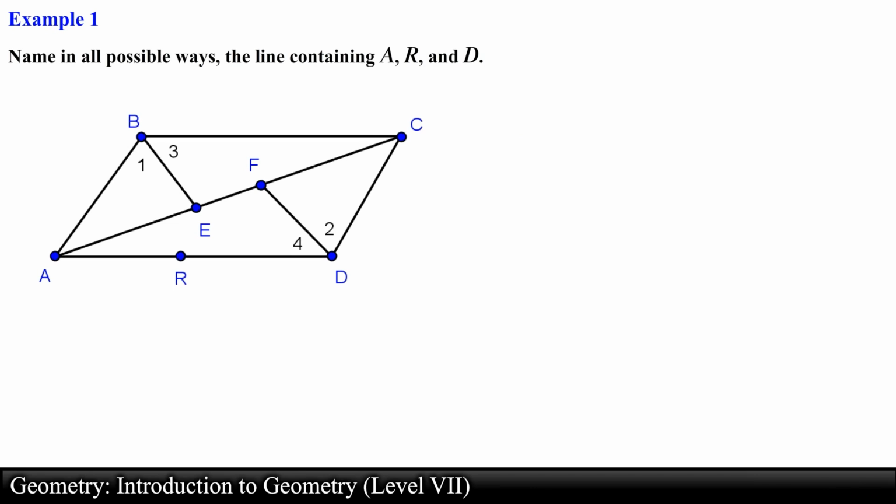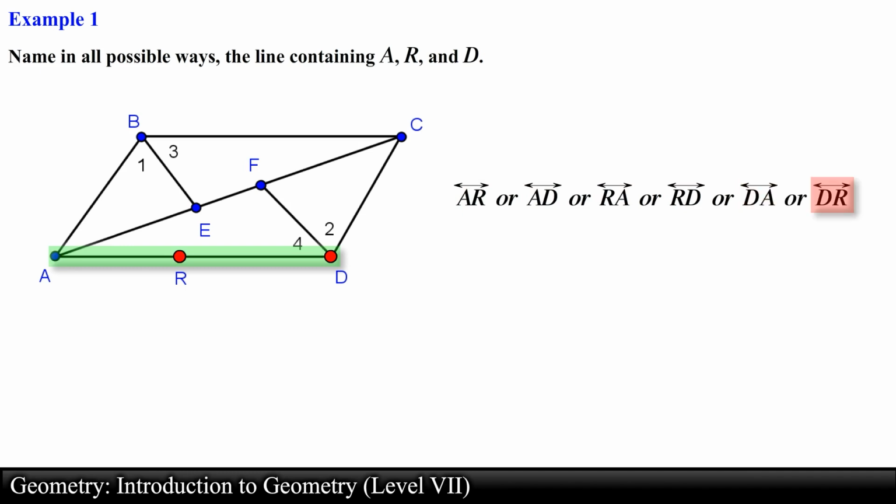Name in all possible ways the line containing points A, R, and D. Alright, let's first locate points A, R, and D. Notice that these points lie in the same line. Recall that we symbolically denote lines by using the letters of two points and drawing a line directly on top of the letters. For this example, the line containing these three points can be named as line AR, or line AD, or line RA, or line RD, or line DA, or line DR. A total of 6 distinct ways. For the most part, we usually want to use the expression that is in alphabetical order, whenever possible.